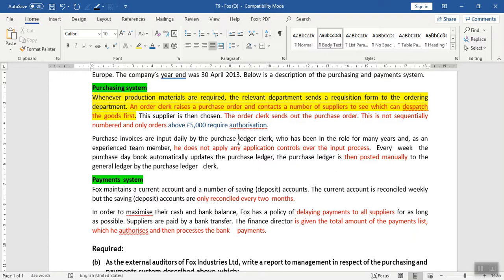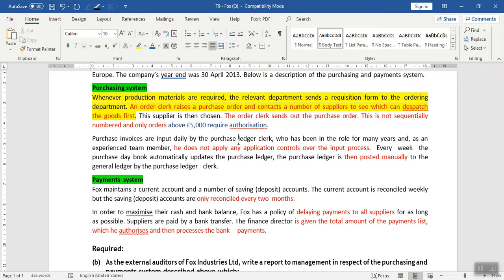If you are sharp enough, you have to think on behalf of the company. If you are the management or the staff, you have to think, if I order stock or material, I need to make sure the material I get is of quality. But now the order clerk doesn't focus on quality. What do they focus on? They focus on which supplier can send the goods first. So they don't care about quality. What if you select this supplier and they can send within 2 days, but the quality is very, very bad? Then it will be a problem for the company.